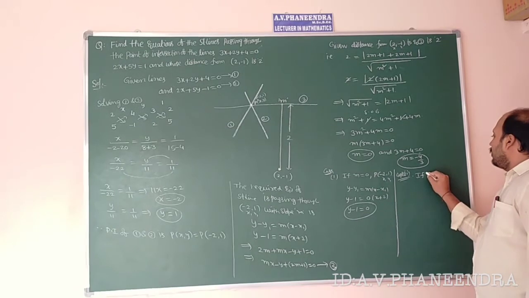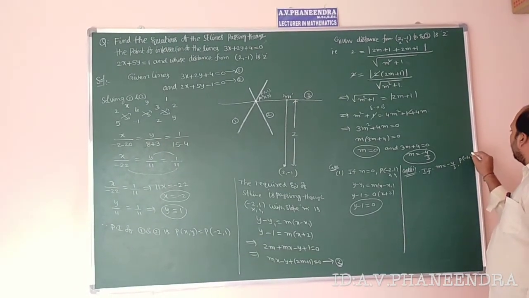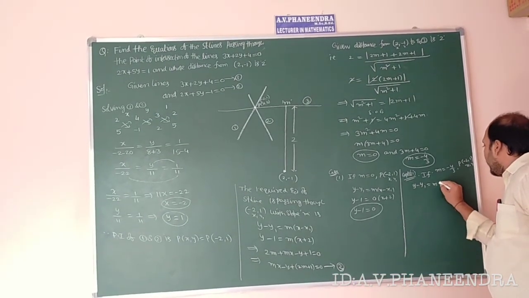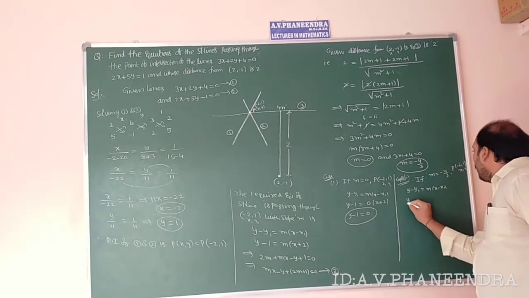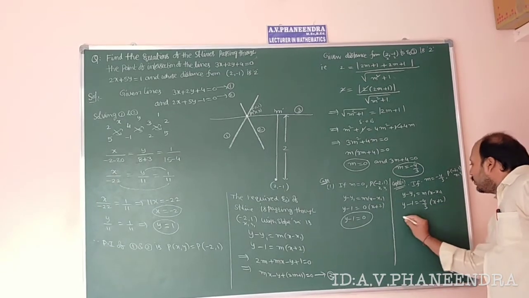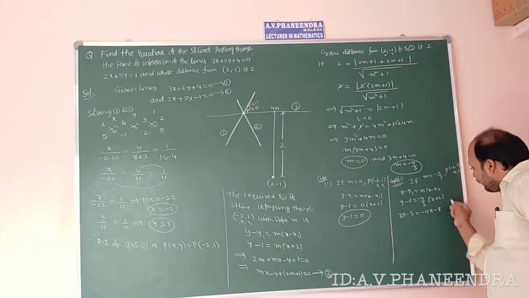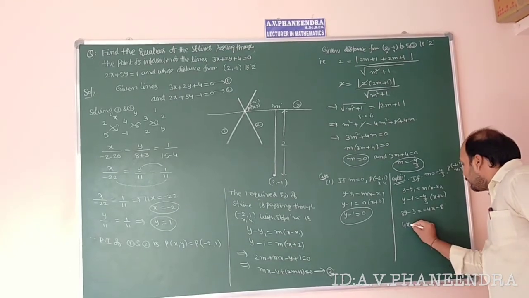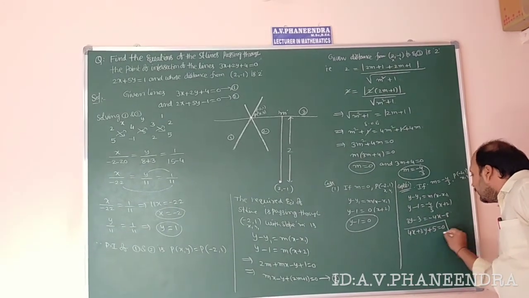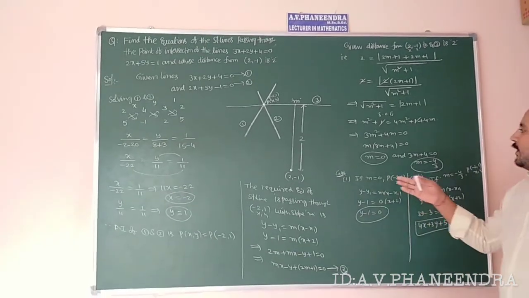If m is equal to minus 4 by 3 and the point is minus 2 comma 1, x1, y1, then y minus y1 equal to m into x minus x1: y minus 1 equal to minus 4 by 3 into x minus of minus 2, that is x plus 2. So 3y minus 3 equal to minus 4x minus 8. Taking this to one side, 4x plus 3y plus 5 equal to 0. These are the lines which are at a distance of 2 units from the point 2 comma minus 1.